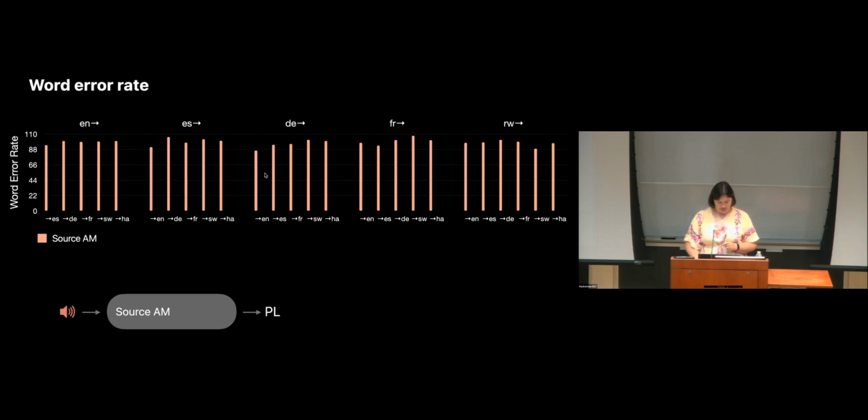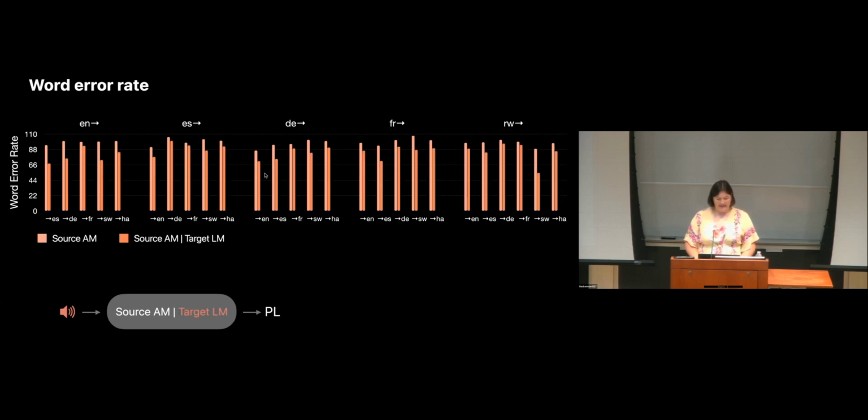So this is if you apply, okay, so you have language and then the arrow. That means this is the target language. And then at the bottom, you have the languages to which we transfer. The main thing is seeing the trend here. This is your source acoustic model, which you apply, for example in the leftmost plot, from English to Spanish, German, French, Swahili, and Hausa. So it's all awful word error rate, as expected.